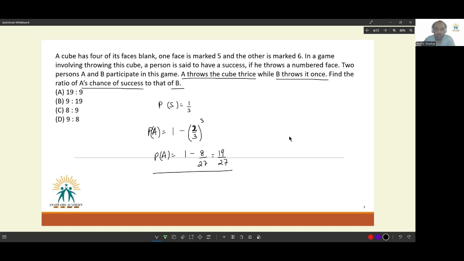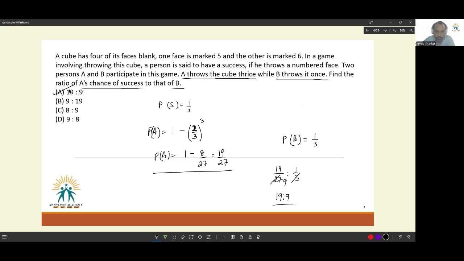And probability of success for B, because he has only one throw, it will be 1 by 3. So we are looking at probability ratio of A's chance of success and B's chance of success. The answer will be 19 by 27 is to 1 by 3. Cancel, 9. Or the final answer we get is 19 is to 9. Or option A is the right answer.